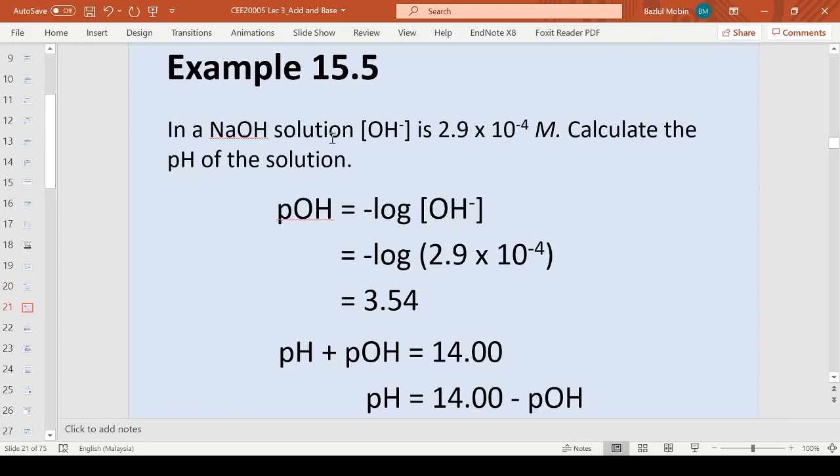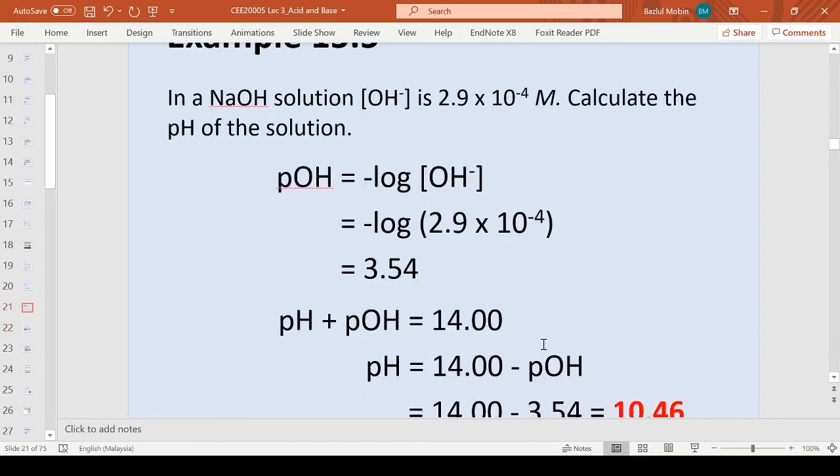Another example: in a sodium hydroxide solution, the hydroxyl ion concentration is 2.9 times 10 to the negative 4 molar. Calculate the pH of the solution. We can find the pOH just like this. pOH is the negative log of the hydroxyl ion concentration, and the value that we find should be subtracted from 14, because pH and pOH together total 14. So when we find the pH, that is 14 minus the pOH value, and we will get the pH of the solution.